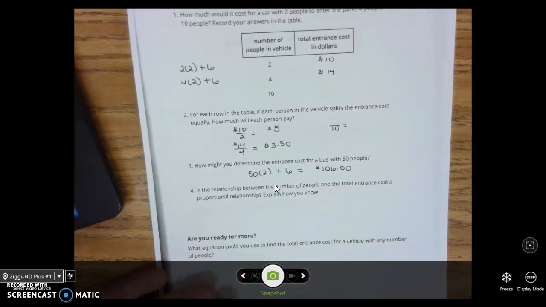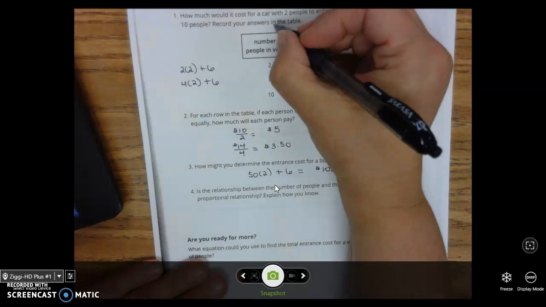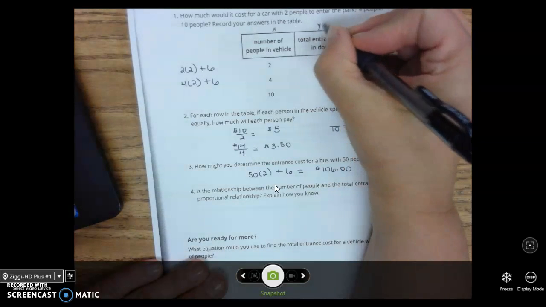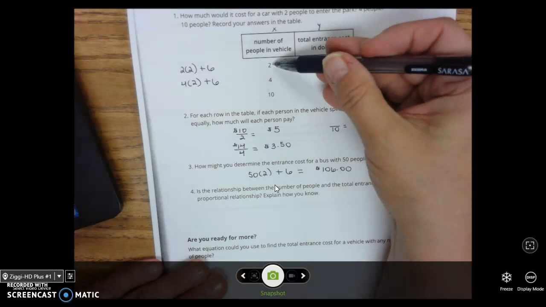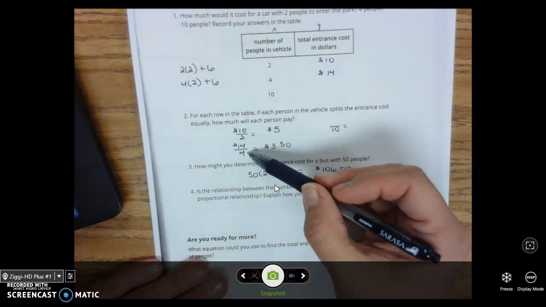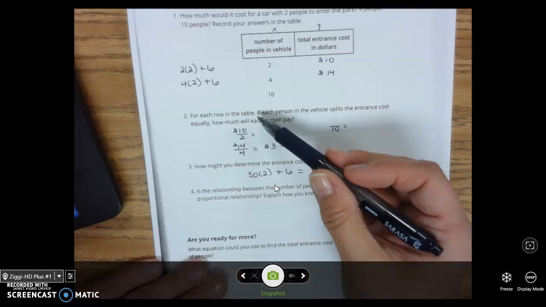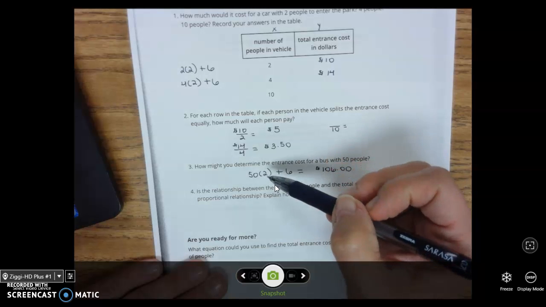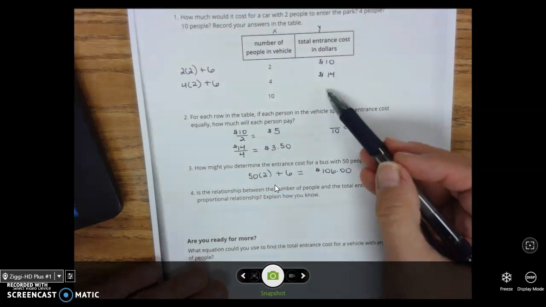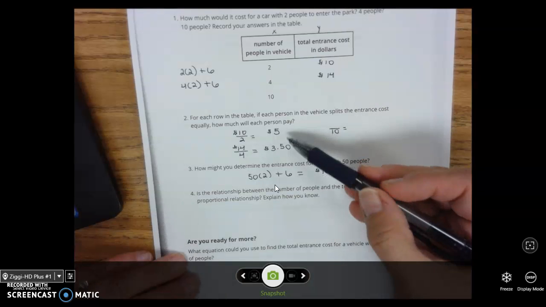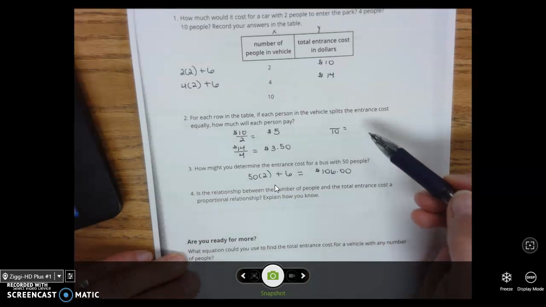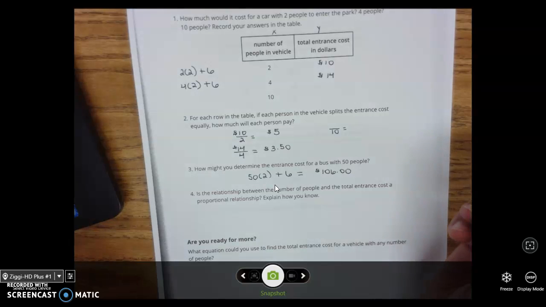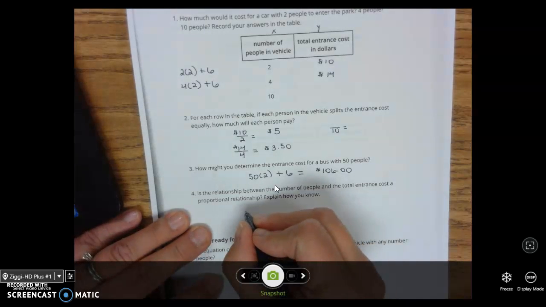Okay, is the relationship between the number of people and the cost a proportional relationship? So you're looking for that constant of proportionality. Remember, you have your x in your table and your y over x. Well, that's what we did in this problem right here. Y over x, 10 over 2. 14 over 4. Something over 10. And are these numbers the same? No, they're all different. So it is not a proportional relationship.